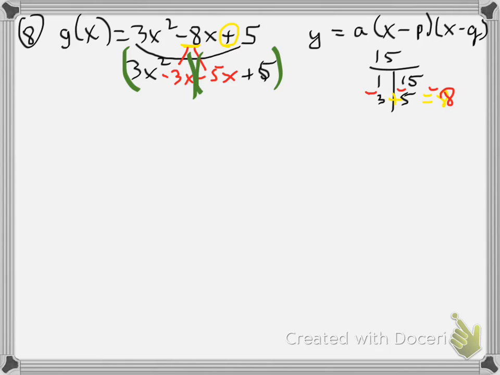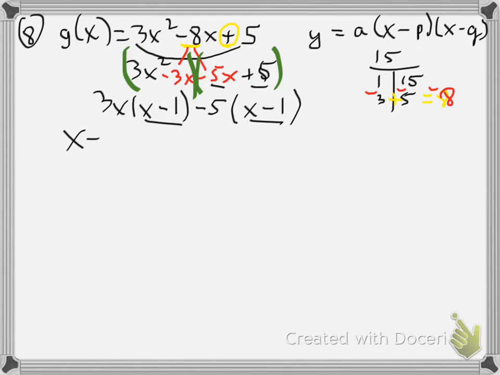So now I'm going to say what comes out of here. I'm going to take 3x out of the first parenthesis, and I got x minus 1. I'm going to take a negative and a 5 out of both, and I get x minus 1. Turns out I got this and this. So I get x minus 1, 3x minus 5.